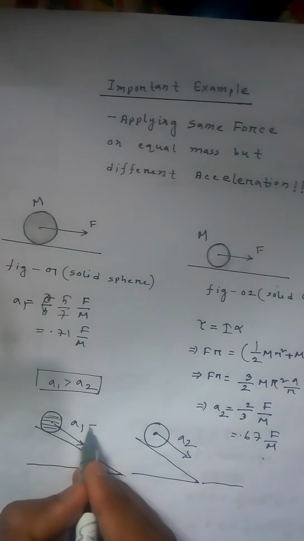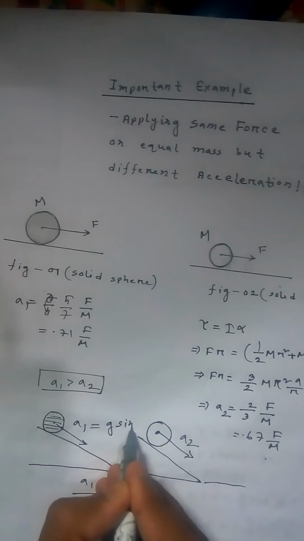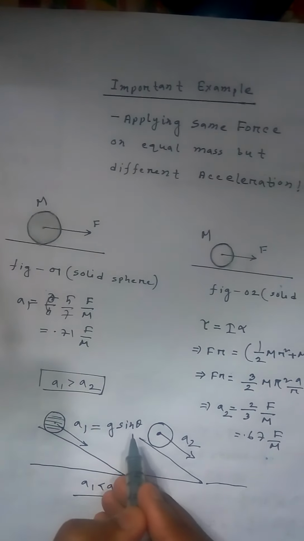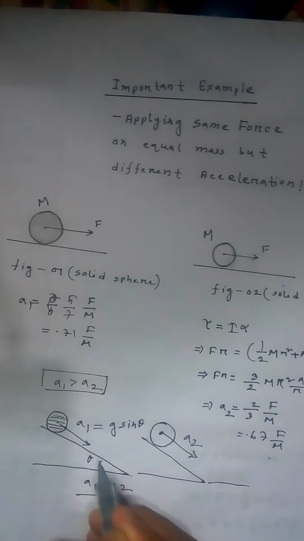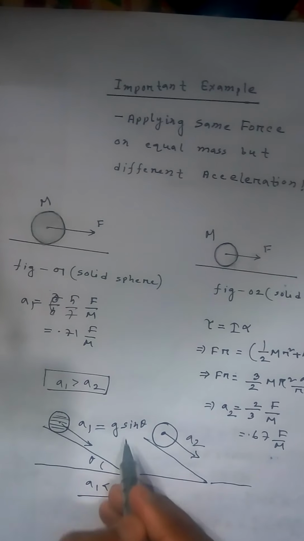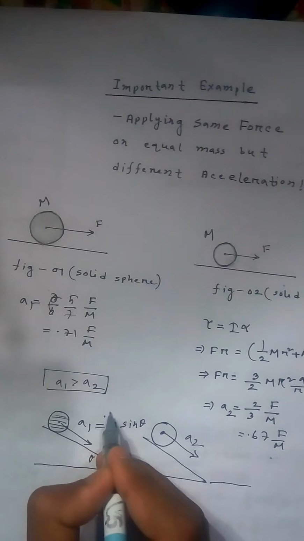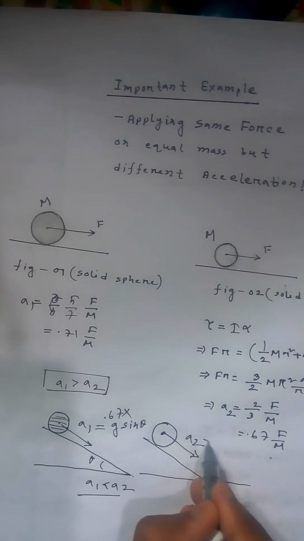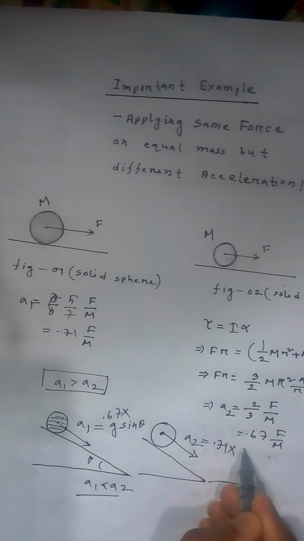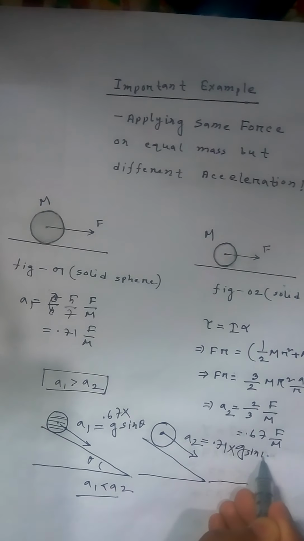Here a1 is equal to g sine theta, with the incline angle theta, and a2 is equal to 0.71 into g sine theta.